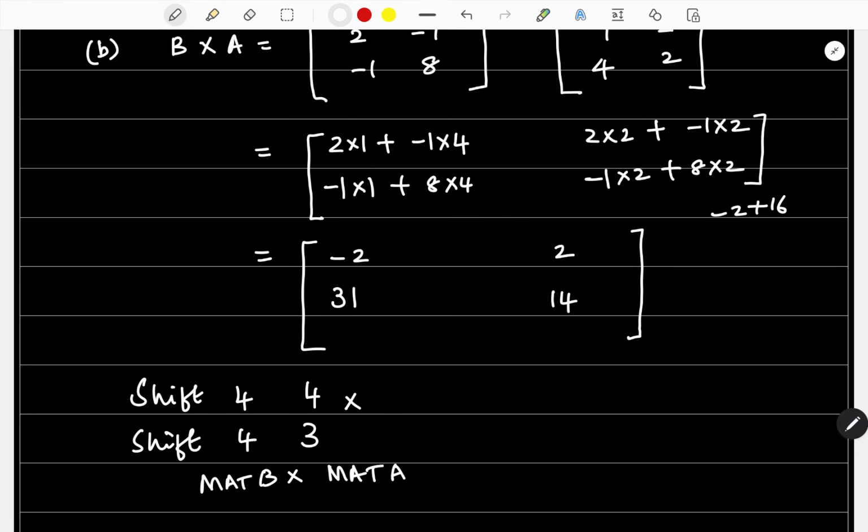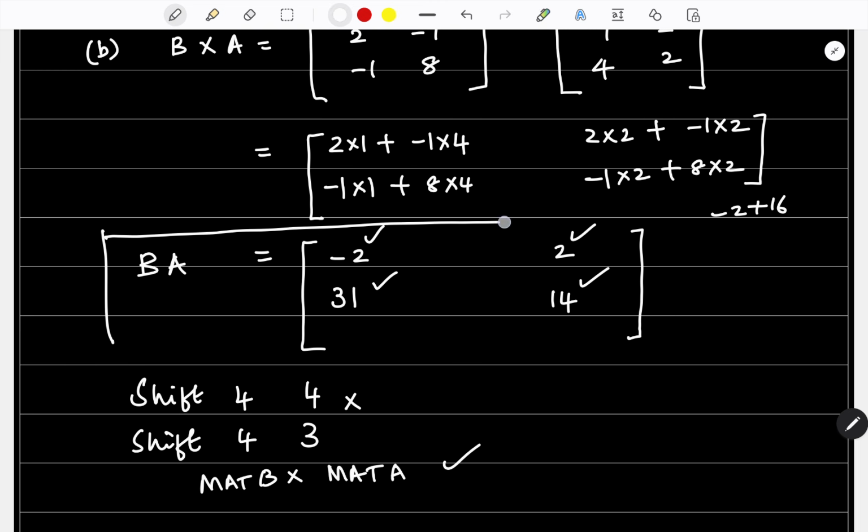I didn't say the word multiply here. So you press multiply, press equal. If you press equal, the first element is correct. Minus 2 plus 2, 31 and 14. Wow, nice. So your answer is correct. So this is your BA, mat B multiply by mat A.